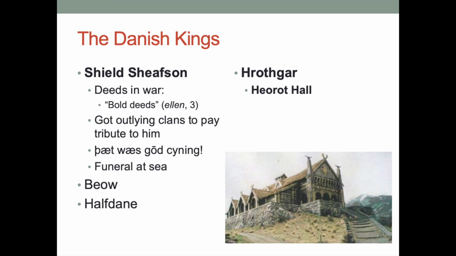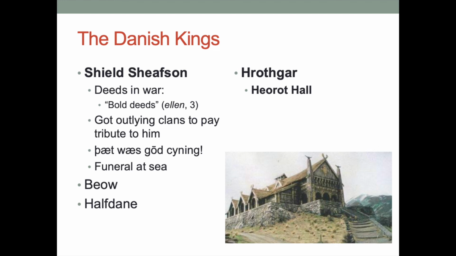So the first up is Shield Sheafson, who is good mainly because of two things: deeds in war, and he got outlying clans to pay tribute to him. So he got people to pay him money and fancy items, right? And so in this way, he's very similar to Homer's doer of deeds and speaker of words, right? This definition of a hero that we get from the Iliad. We also learn that he gets a dope funeral at sea, so that's neat.